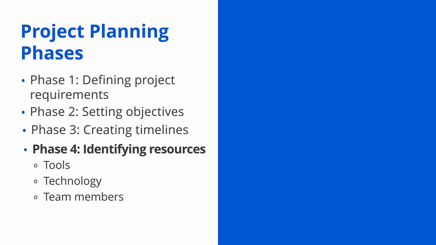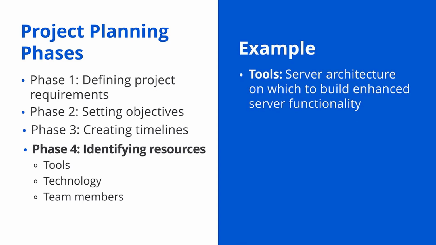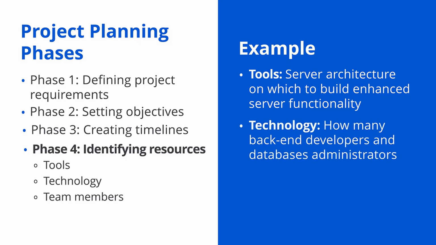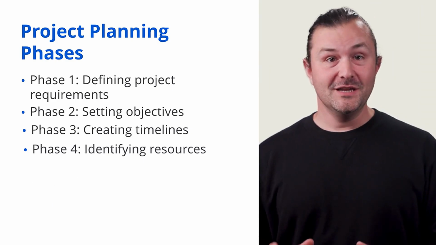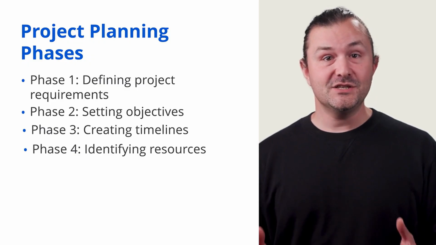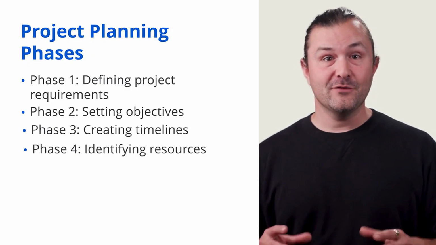For example, you might need to select the server architecture to build the enhanced server functionality, how many backend developers and database administrators you'll need, and to make sure there is budget for resources like cloud infrastructure and database optimization tools. Proper resource allocation ensures that the project has everything it needs to succeed, reducing the risk of resource shortages and budget overruns.